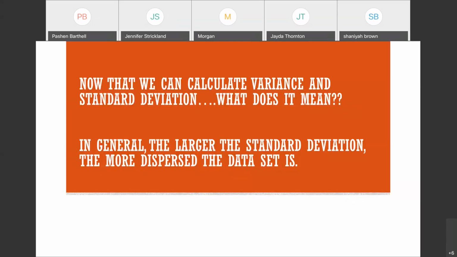So now we can calculate variance and standard deviation. What does that mean? All right, so what I would suggest that you write down in your notes is this last statement. Okay, so that's kind of where we're going to start. It says that the larger the standard deviation, the more dispersed the data set is. And dispersed, if you don't know what that means, the numbers are spread out.